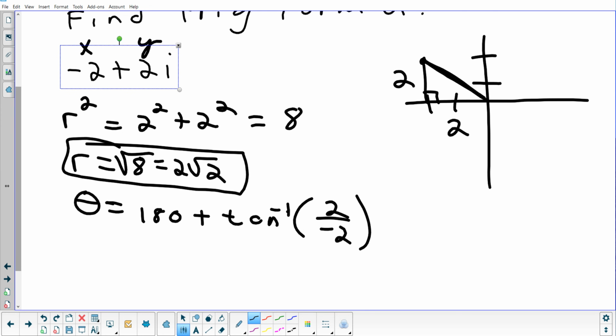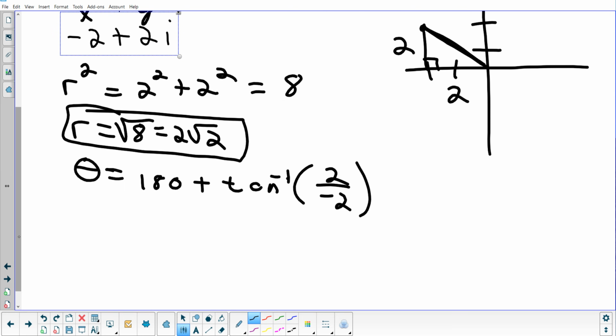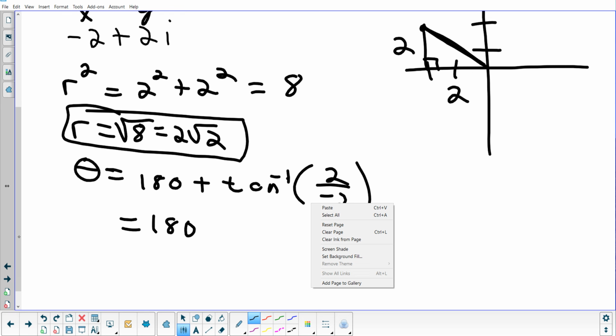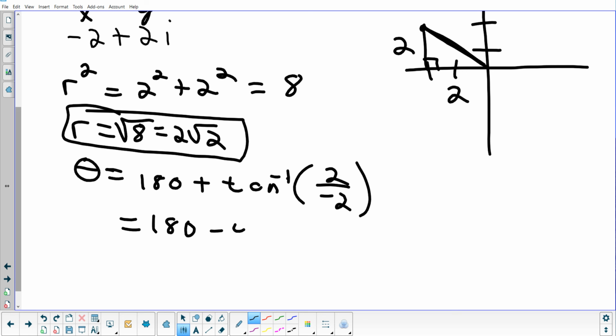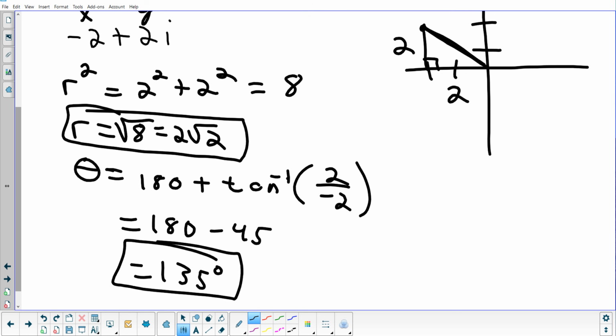And Chris, if I divide 2 by negative 2, what do I get? 1. Negative 1. If you type that in on your calculator, you'll get negative 45. That's the inverse tangent of negative 1. What's 180 minus 45? Yep. 135. So now we've done like 95% of the work.